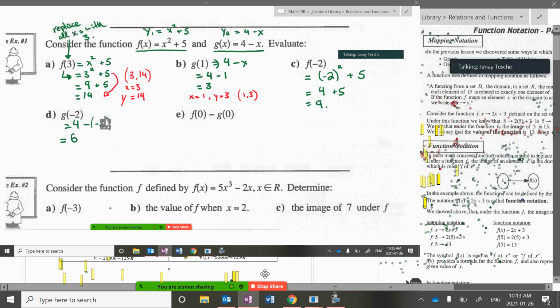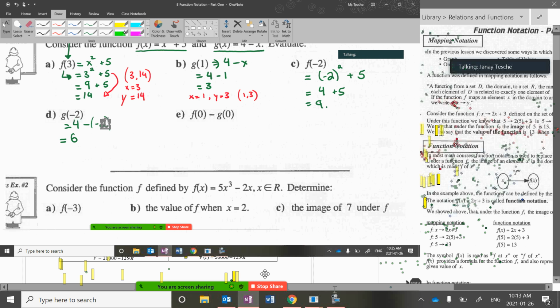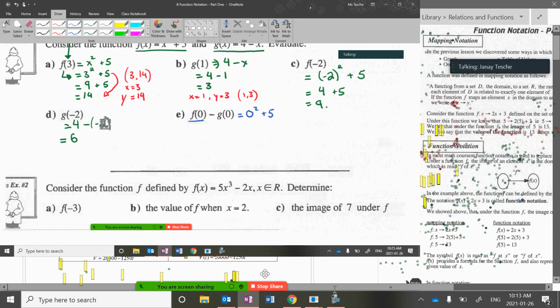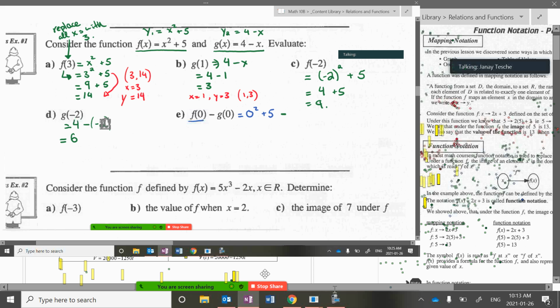E is where it gets to be a little bit more difficult. We're looking at both equations now. So my first equation is f at 0. So I'm going to have 0 squared plus 5 minus our second equation, which is 4 minus 0.